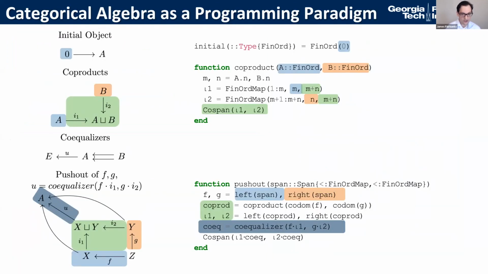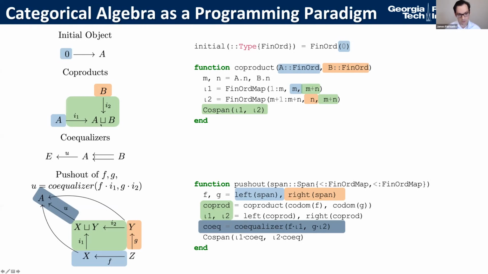So once you've done that, you can specify categorical constructions of FinOrd maps. For example, you can ask, you have to specify these things, what's the initial object in FinOrd? It's 0. What's the coproduct of two FinOrds? Well, it's the sum and these two inclusions. So you specify, or you compute this cospan in order to compute the coproduct. You will also need coequalizers, and I'll specify that on the next slide because it's a little more complicated.